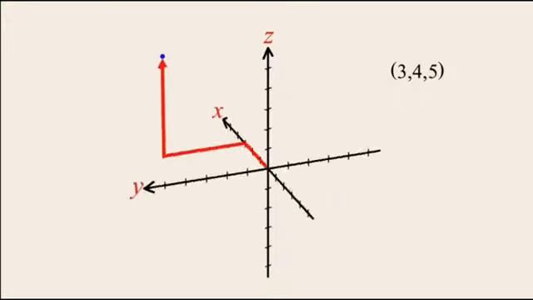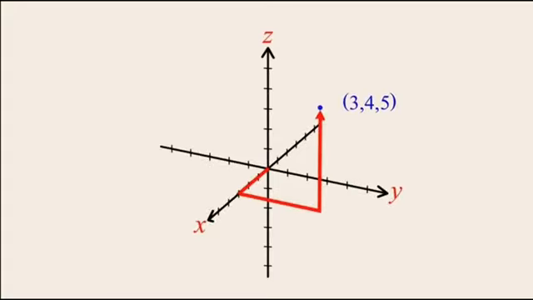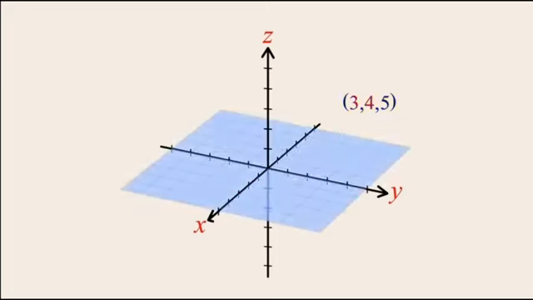This determines the position of our point in Cartesian space. Another way to look at this is that the x and y coordinates locate a position on the xy plane, just as in two dimensions, and the z-coordinate specifies the point's distance above or below that position on the plane.